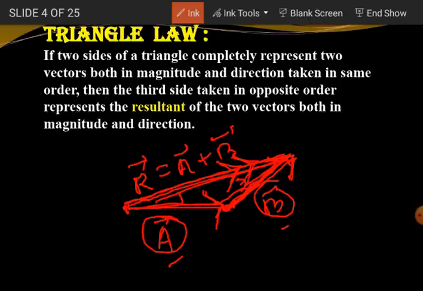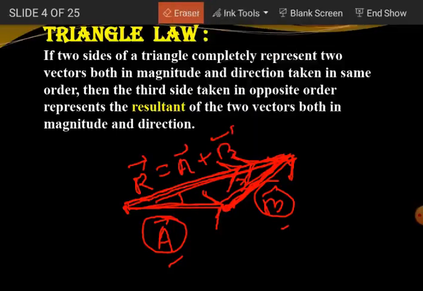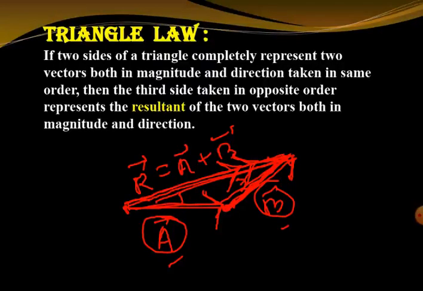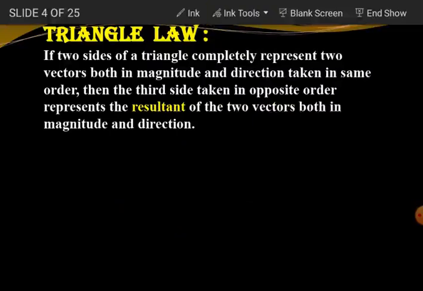So let me state it again. If two sides of a triangle completely represent the two vectors both in magnitude and direction taken in the same order, then the third side taken in opposite order will represent the resultant vector of the two vectors both in magnitude and direction.